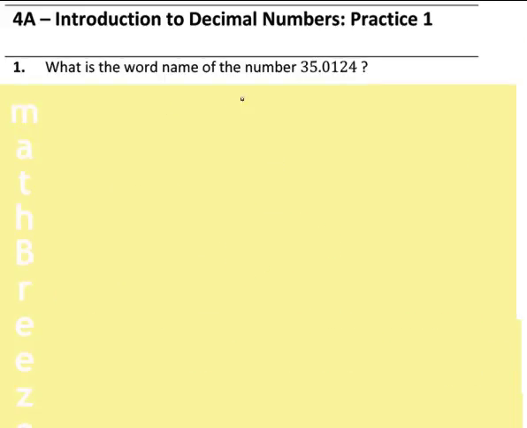What is the word name of the number 35.0124? So we read the 35 as usual, 35 and now let's look at this last place. We go by the units of the last place. All right, so the 0 is tenths, this is hundredths, this is thousandths, and the 4 is 10,000ths. So the last place, the units are 10,000ths.